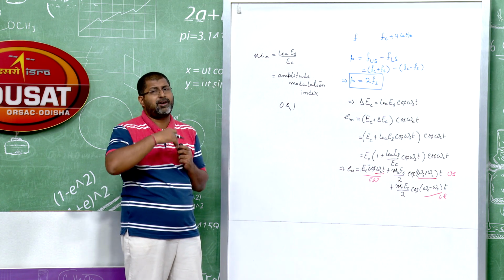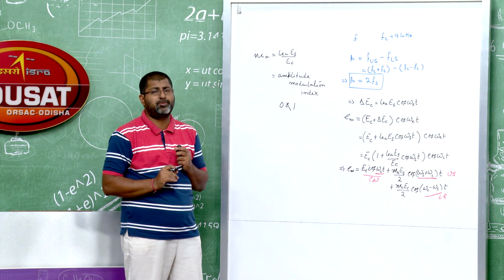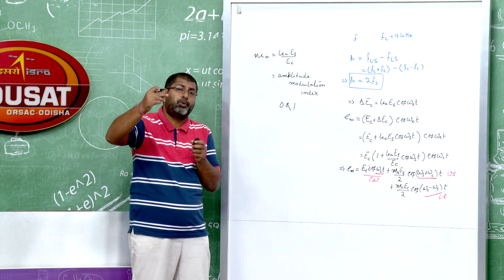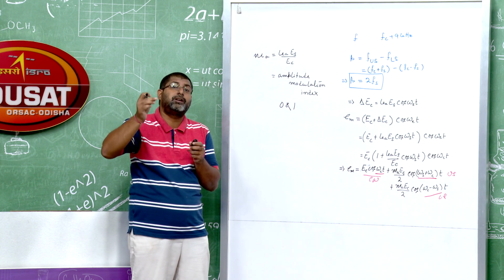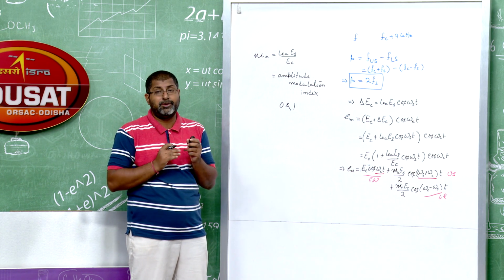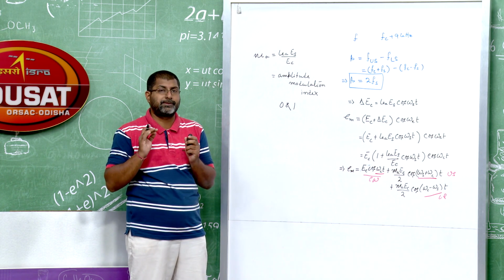Now, let us discuss what are the limitations of amplitude modulation. The limitations of amplitude modulation are: it gives a noisy reception, the efficiency is low, it has poor audio fidelity, and there exists interchannel and co-channel interference. That means, superimposed upon one channel, another channel can be heard. So, these are the limitations of amplitude modulation.